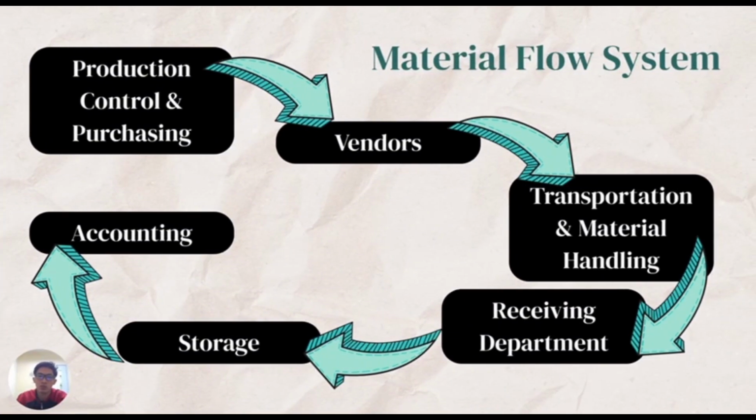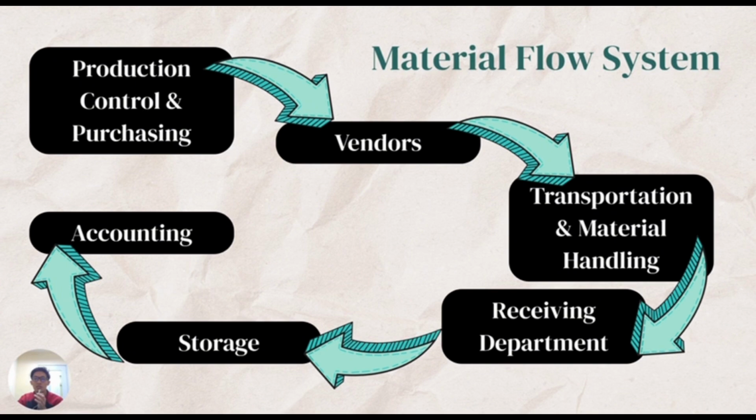Material management flow system. The material flow system ensures that the right material arrives at the right time, keeping car production running smoothly. The system works through several steps. First, production control and purchasing plan what materials are needed and send orders to suppliers. The vendors then deliver the necessary parts such as steel, engines and electronics. The transportation team ensures these materials are delivered safely to the factory.